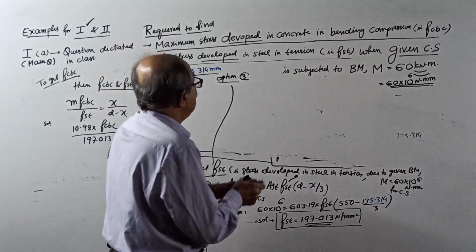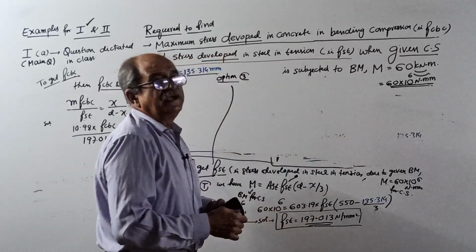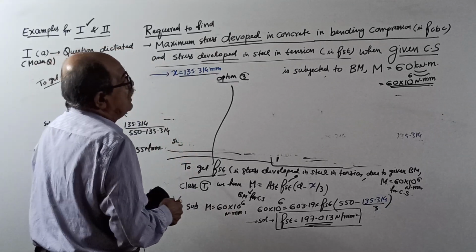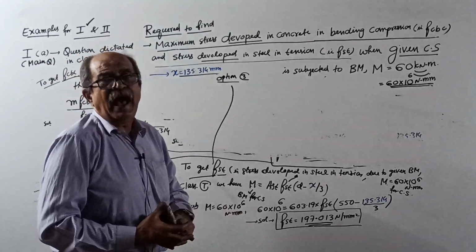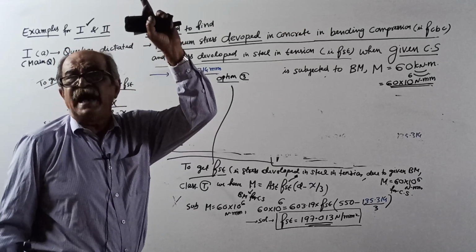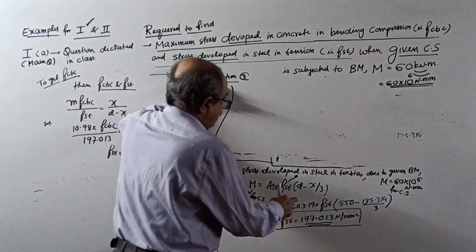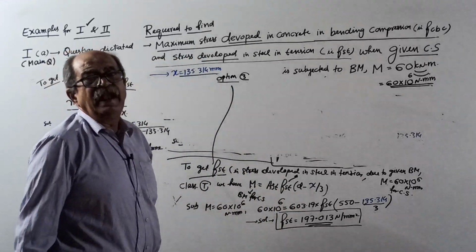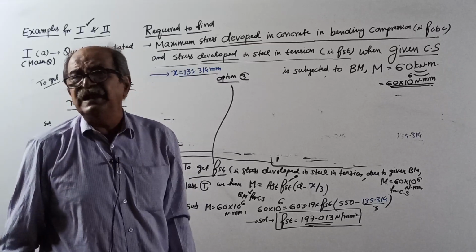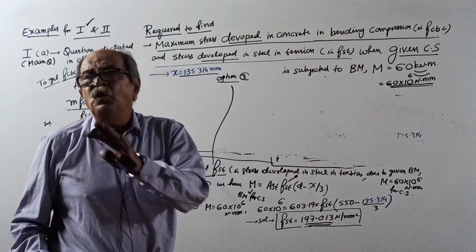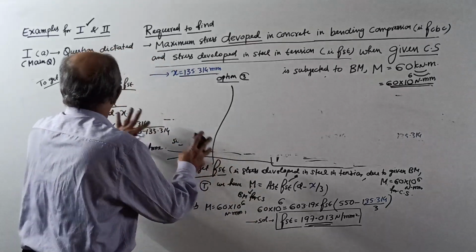Okay, now therefore, lastly you can tell the given cross section, if subjected to a bending moment of 60 kilonewton meter, the maximum compressive stress in concrete at the top extreme fiber, because sagging BM, is 5.855 Newton per mm square, and at that time stress in tension steel developed is 197.013. Now, this question is fully over.